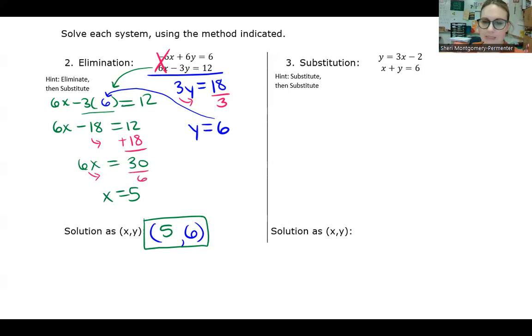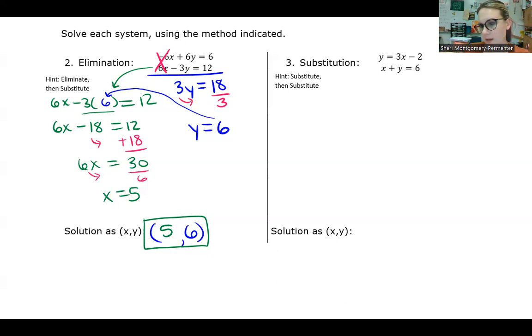Everybody should have this written down. My second problem, or I guess it's number 3. I have to solve this one and I'm going to use substitution. I'm using substitution because it's the easiest way to solve it. So is there something that I could substitute? Is one of them already as x equals or y equals? Yeah. So let's take that.